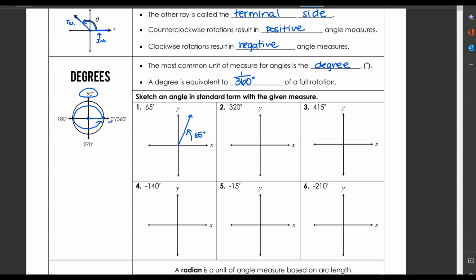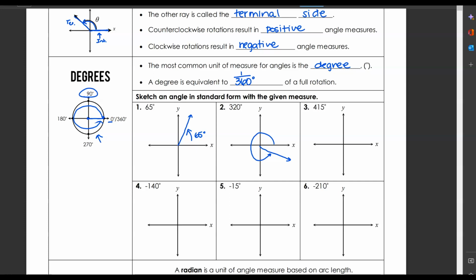Okay, so let's look at number 2, which is 320 degrees. Because it's 320, that means we're going to be looking at this fourth quadrant here. So we're going to do almost a full rotation, and we're going to be really close to 360, but not quite there yet. So it's going to look something like this. This is going to be 320 degrees.